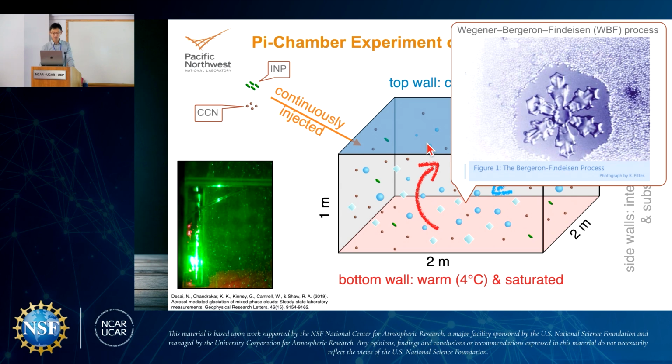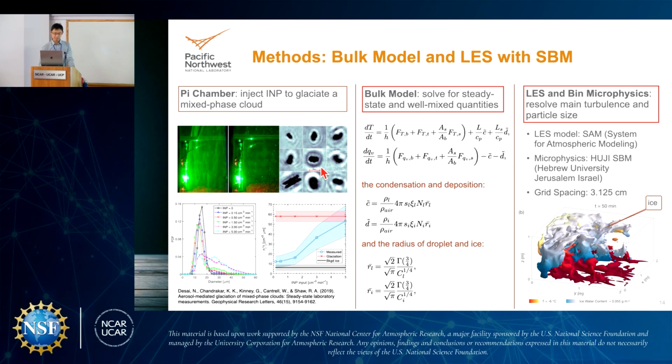reduced. What they want to test is to see how many INPs they inject can fully glaciate the mixed phase cloud to be a pure ice phase cloud. What they found is that the more INPs they injected, the more ice crystals there will be, which is as expected. But they also found that no matter how many INPs they injected, there is always surviving liquid.